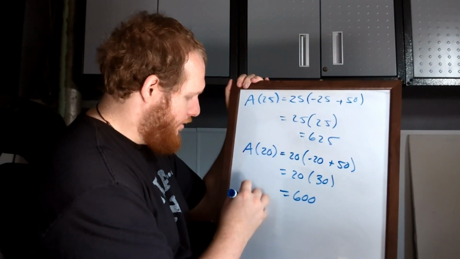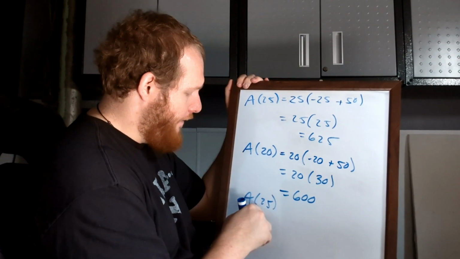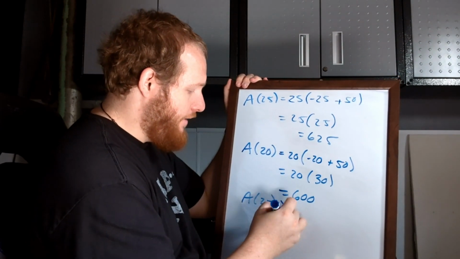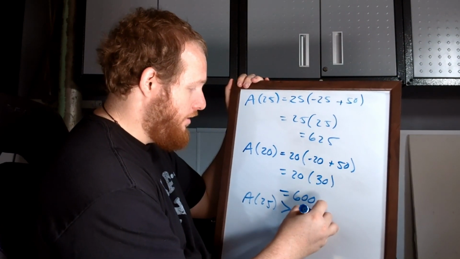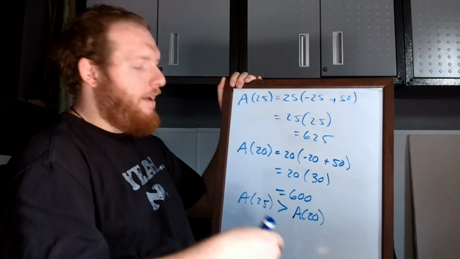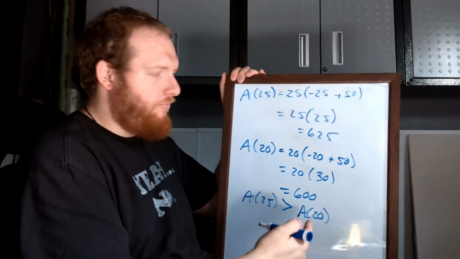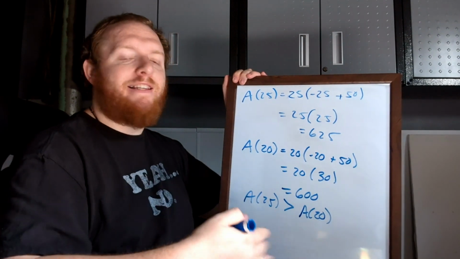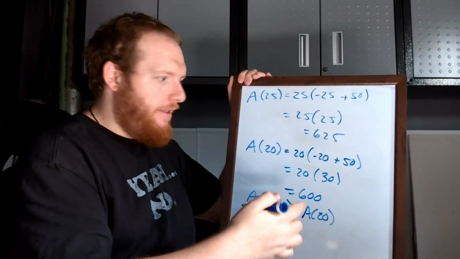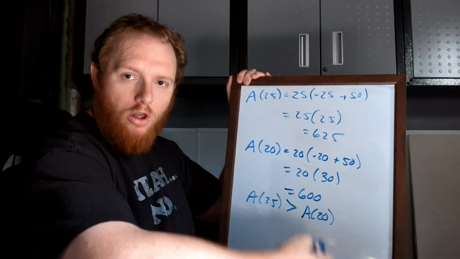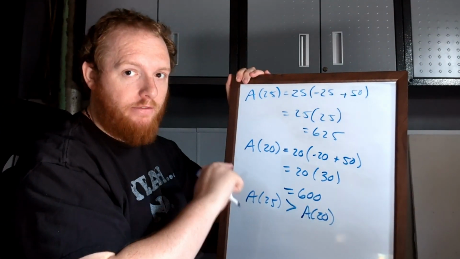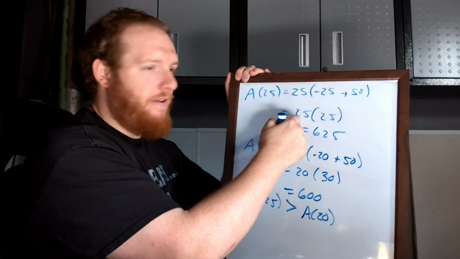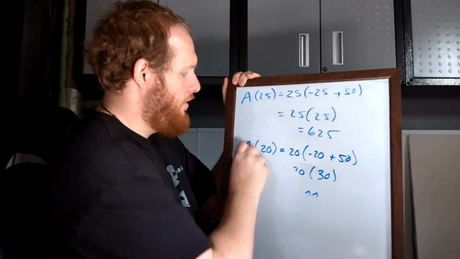And yes, you can see that A of 25, which is the 625, is in fact greater than A of 20. So again, that's not really proving that our A of 25 is our maximum, but at least it's a nice sanity check that there was a value along our parabolic hill curve that is less than this value that we picked at 25.